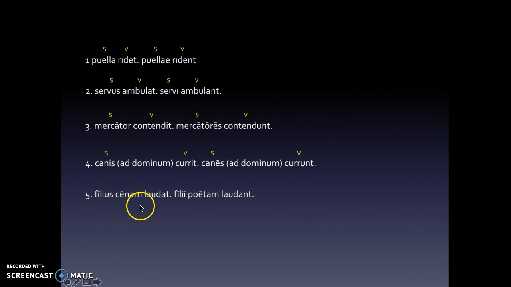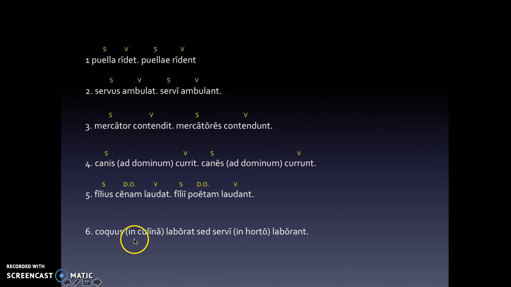All right, filius canem laudat, filii poetam laudant. All right, so we have a singular subject, we have a singular verb, we have an accusative, and there's no preposition nearby, so it's a direct object. Plural subject, we know because of the accented I. Plural verb, we know because of the N in front of the T. And we have an accusative here, no preposition nearby, so it's a direct object. The son praises the dog. The sons praise the poet.